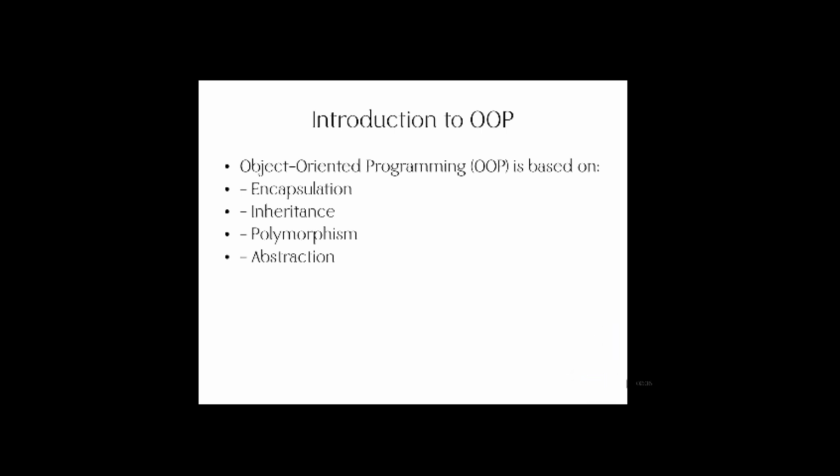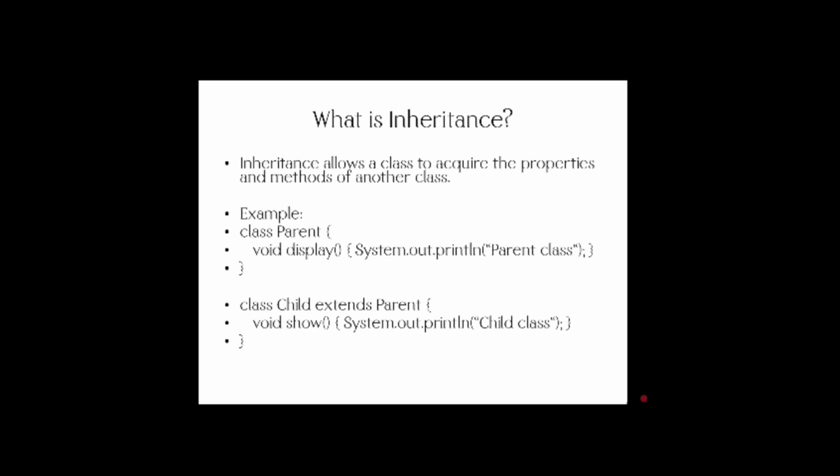Now let us move towards the next slide. The next slide is what is inheritance. Java inheritance is a fundamental concept in object-oriented programming. It is a mechanism in Java by which one class is allowed to inherit the features of another class. The features mean fields and methods.